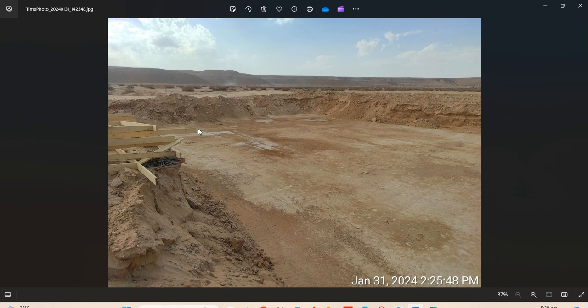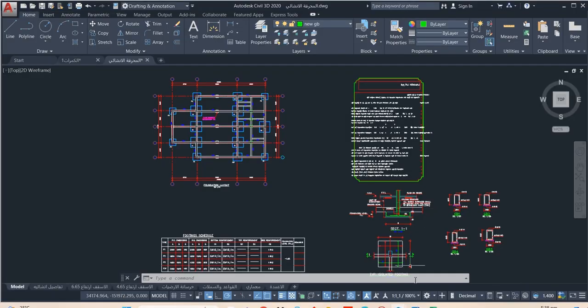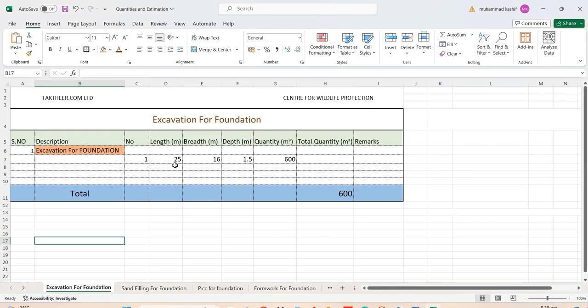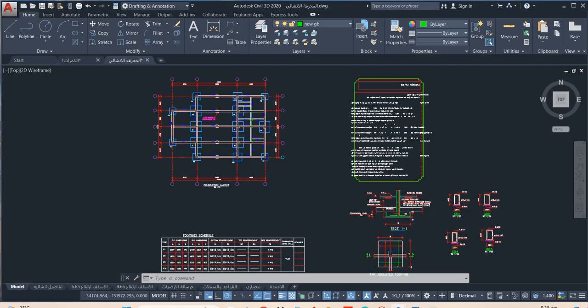As you see in this picture, we have taken this whole foundation and cut all this and excavated material to the outside. Because of this loose material and the compaction failure of this site, we have to excavate this whole area, and on the basis of this we have taken this length, this breadth and depth. We have calculated this 600 meter cube excavation quantity. So in this lecture I will be telling you about the sand filling quantities.